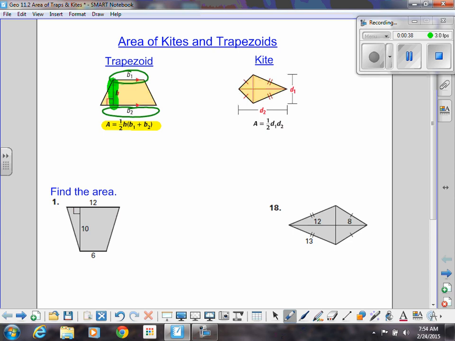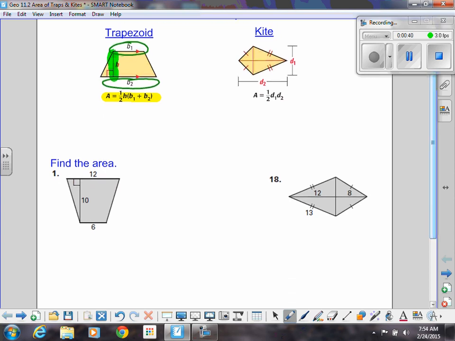So let's do an example of a trapezoid so we can see how that works. All right, so in this find the area number 1, it's giving us the perpendicular to both bases, that's our height, that's 10. So I'm going to write that our height is equal to 10, and then that means that 6 and 12 are going to be my base 1 and base 2. And it doesn't matter which one is base 1 and which one is base 2 because we're adding them.